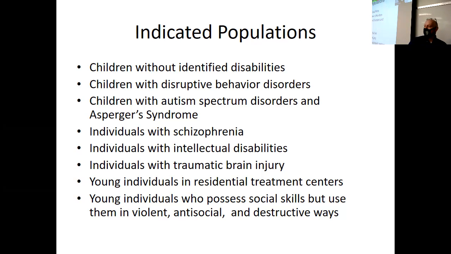Okay. And then here we go. This is what Ann was discussing a second ago. Young individuals who possess social skills but use them in violent, antisocial, and destructive ways. They need redirection. They need replacement activities. They need consequences to help them understand.